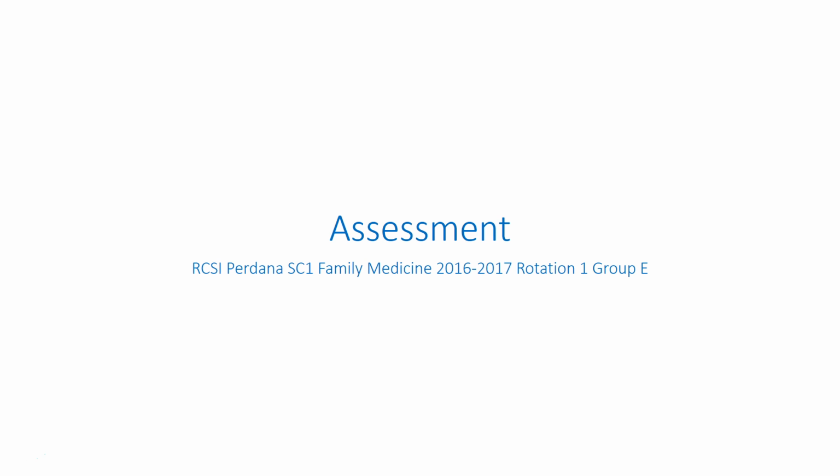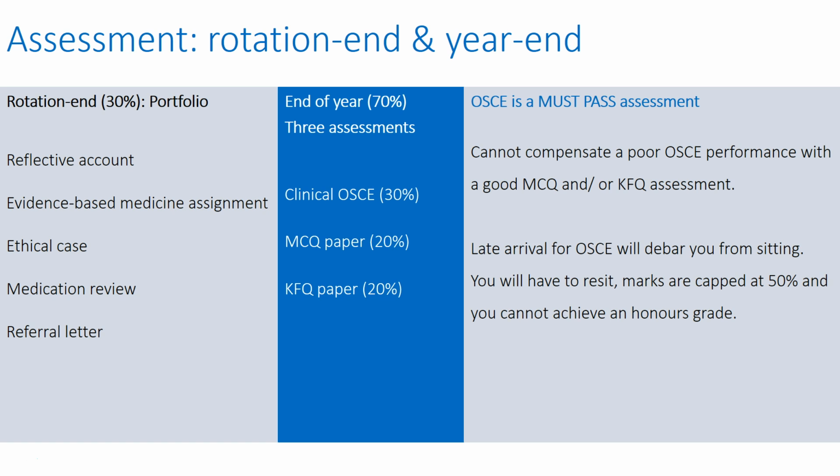How you assess. This is the bit you all want to hear about. Okay, there are two ways of assessing you. One is by continuous assessment, by submission of portfolio assignments at the end of your rotation in week 7. This is worth 30% of your marks, so don't throw them away. You should be able to garner virtually all of those marks with good assignments. And the end of year is worth 70%. That's divided into 30% for OSCE, 20% for MCQ, and 20% also for the KFQ.